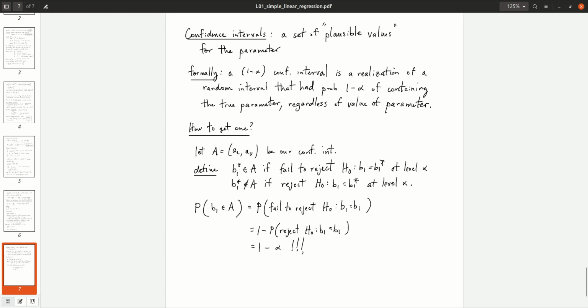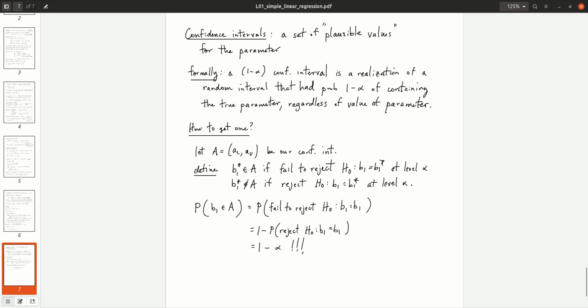And I'm going to define the interval as follows. B1 star is in the interval, meaning it's between the lower bound and the upper bound, if we fail to reject the hypothesis B1 equals B1 star at level alpha. And then conversely, B1 star is not in the interval if we reject it at level alpha. So this is kind of a constructive way of getting a confidence interval. We do a whole bunch of hypothesis tests, and we collect the values for which we fail to reject the null hypothesis.